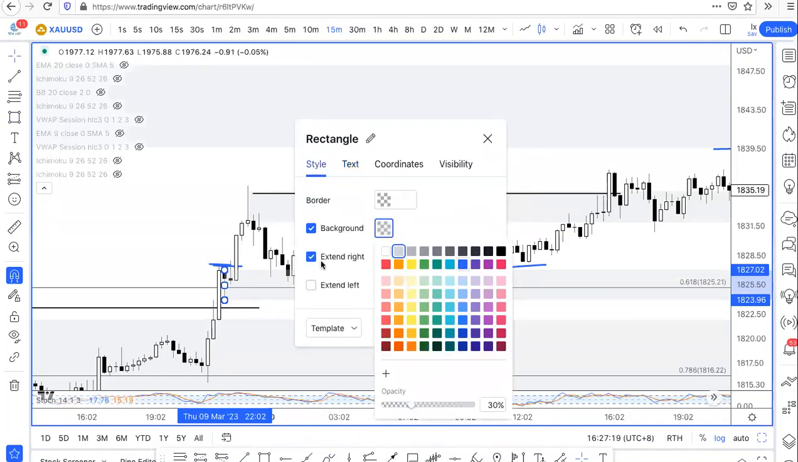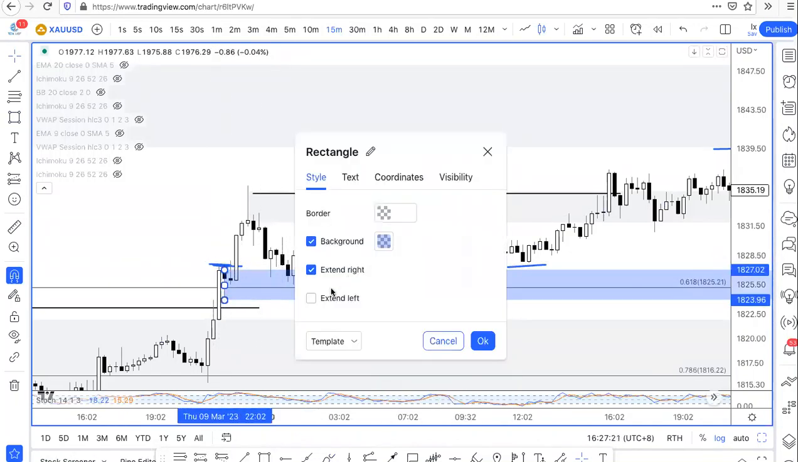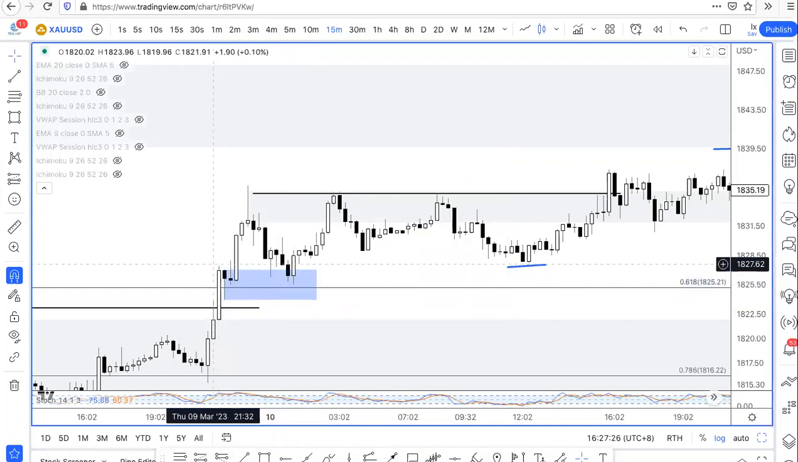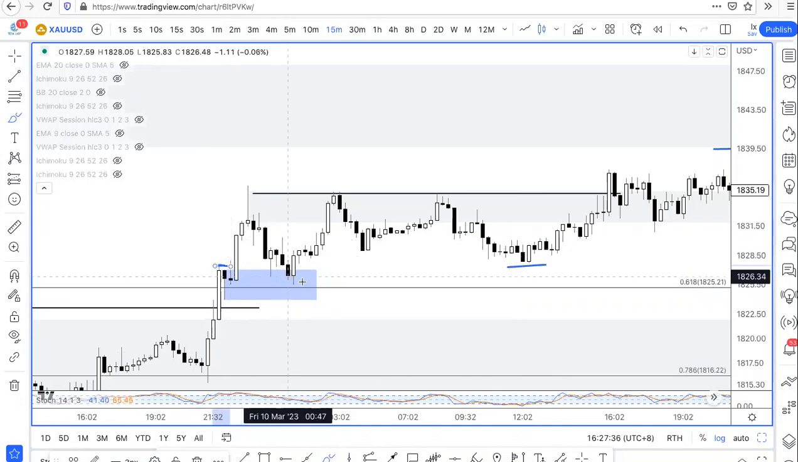I'll put this in a different color, let's say blue. You can see that this was the previous demand area here. The reason it's the demand area is because it's the candle that held within the wick of the previous candle. And once again, when price comes into this zone, you can see that consolidation.